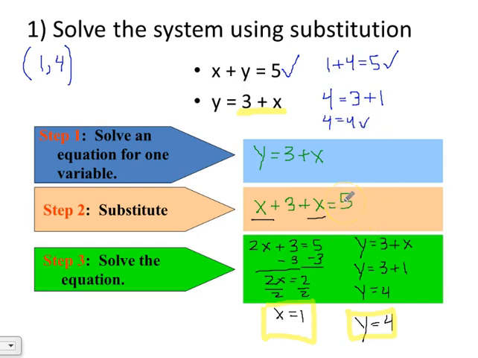So you can always check your work. That's what's cool about these. You can turn around and check your answers, plug it into both equations, and see if it works. I'm going to go on to the next slide, so if you need more time, go ahead and click pause.